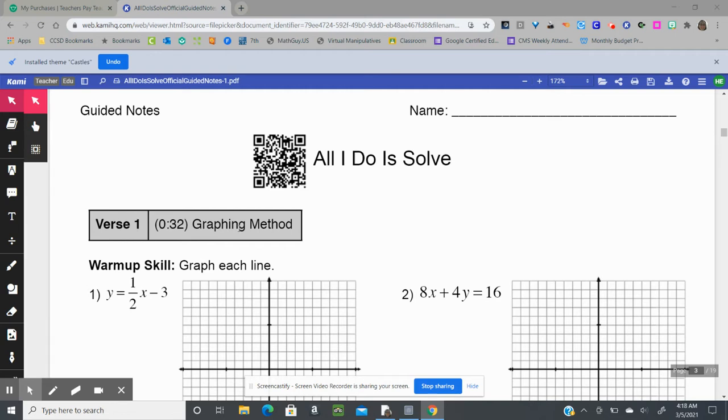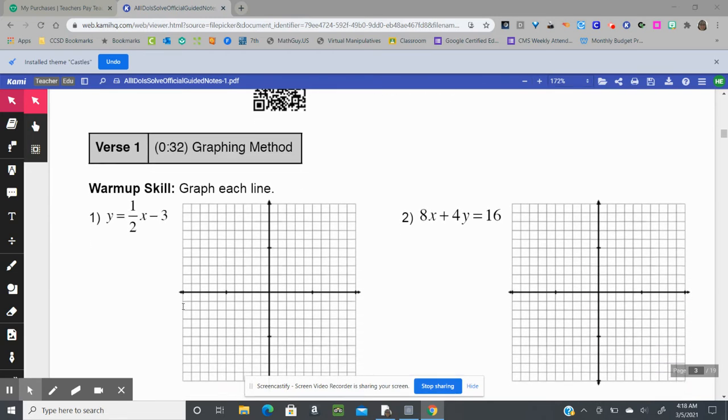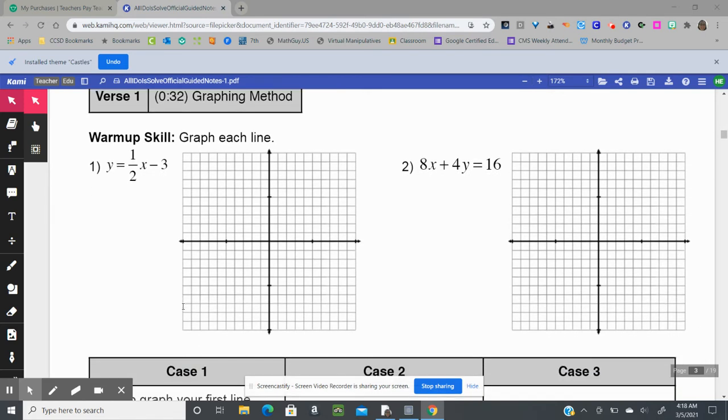So we're going to start with the graphing method first. It's honestly the easiest method, and students very much enjoy this method. So today's going to be some quick notes. Our warm-up, you can pause and try these first and come back to check, because you should be able to do 1 and 2 on your own.